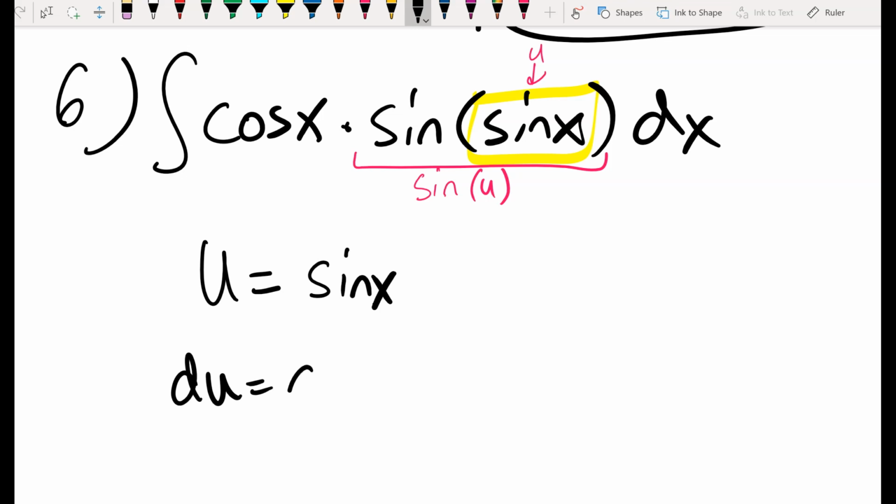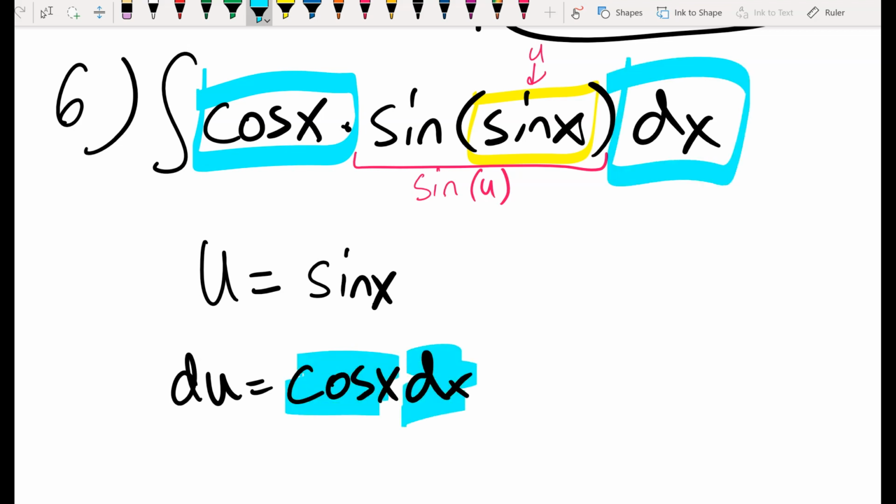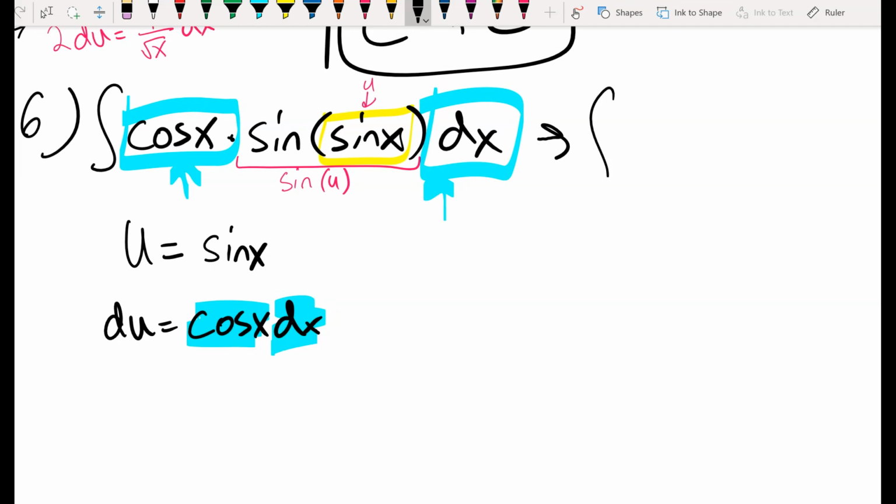The derivative of sine is just cosine. And if you look back to the integral, I need to get rid of a cosine of x and a dx. I've got a cosine of x and a dx. So all that stuff in blue I could just replace with du. So that's going to be a much better candidate for who u should be.